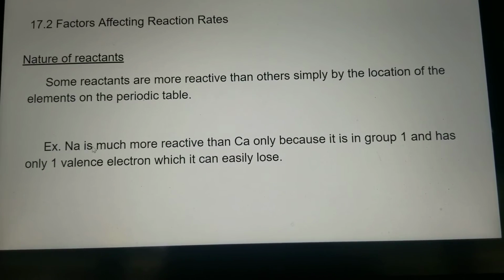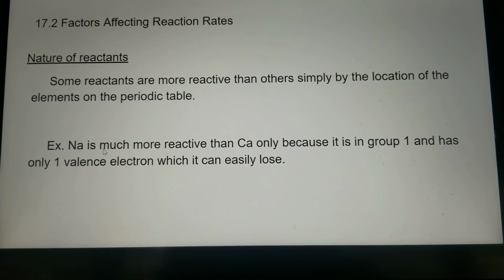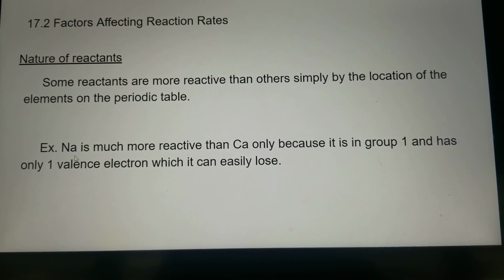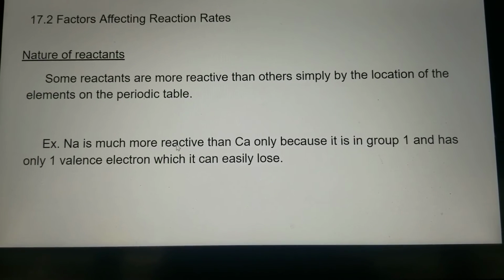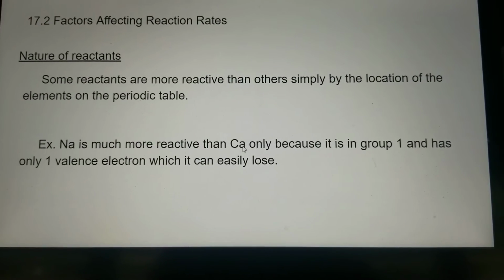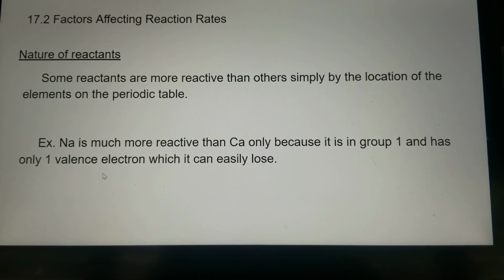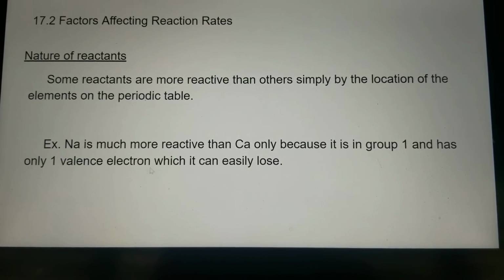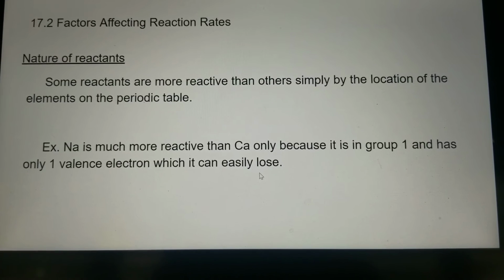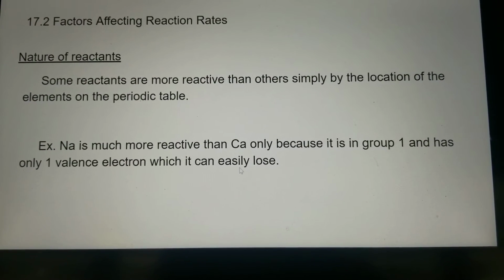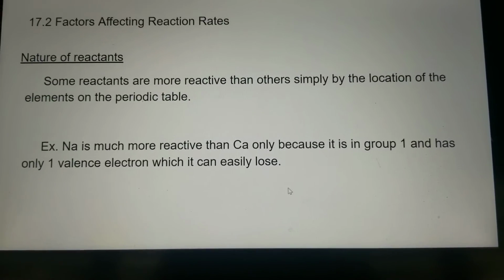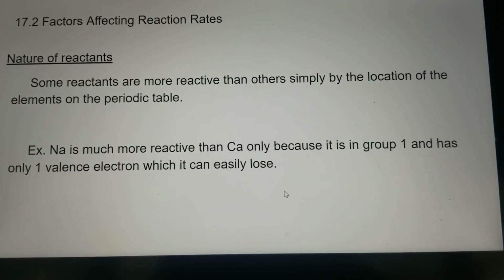You guys recall from when we learned about valence electrons at the beginning of the year, sodium is in group 1, and it only has 1 valence electron that it's going to get rid of, whereas calcium is in group 2, and it has 2 valence electrons that it needs to get rid of. The fact that sodium has only 1 valence electron to get rid of is going to make it much easier for sodium to react. So Na is simply much more reactive than calcium because of its position on the periodic table, the fact that it has 1 valence electron.